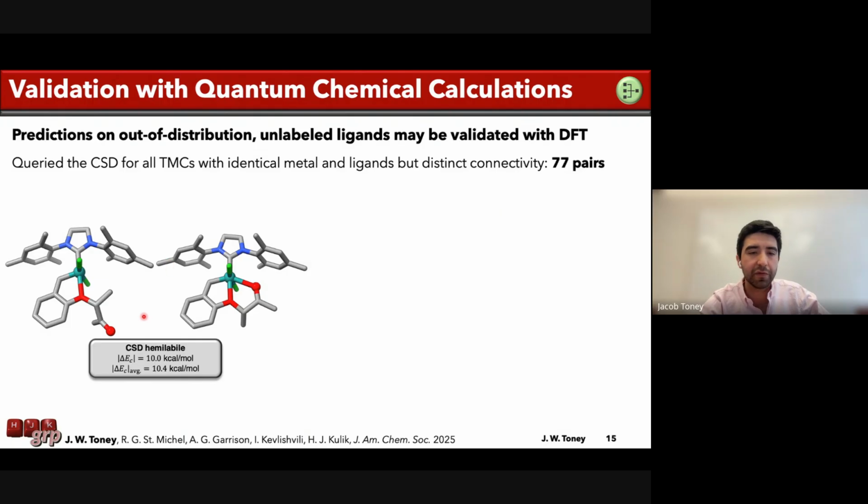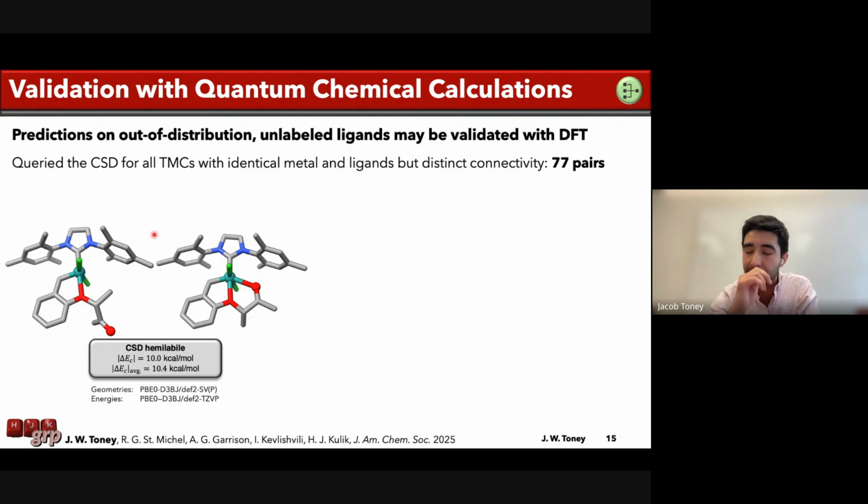We performed DFT calculations on both of these at the PBE0-D3BJ level of theory with a small basis set and calculated the energies with the larger triple zeta basis set. Found that the difference in energy between these two structures was 10 kcal/mol. When we did this with all 77 pairs, we saw that the average difference in energies was about 10.4 kcal/mol. So a representative example is the one I'm showing here. Using this 10 kcal/mol baseline, we wanted to evaluate some of the ligands that we predicted are or are not hemilabile and see what their differences in coordination energy look like.